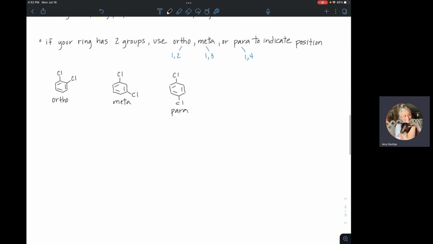What if I have 2 groups on the ring and they're not the same? If I have 2 groups on the ring and they're not the same, I can still use this ortho, meta, para nomenclature, but I'm just going to put the groups listed in alphabetical order, that's all.